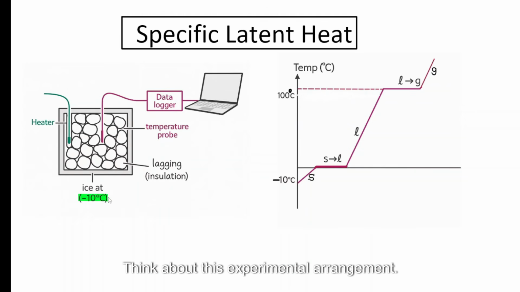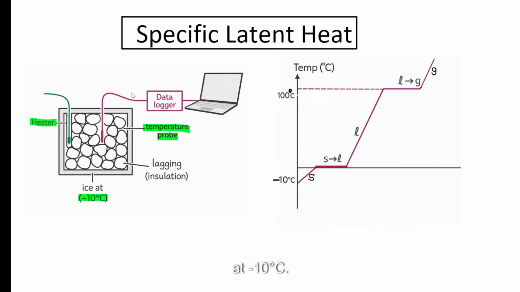Specific latent heat. Think about this experimental arrangement. You have a container in which you have ice at minus 10 degrees Celsius. You put a heater here, and then there is a temperature probe connected to a data logger and a computer to measure the temperature, and then we start to heat this. Imagine it starts from minus 10 degrees Celsius, and then the temperature increases. And when it goes to 0, something peculiar happens. Although you keep on heating, the temperature does not increase. It will remain at the same level for a little while.